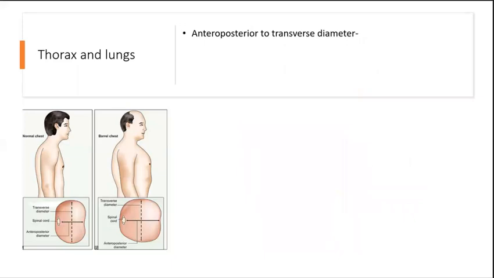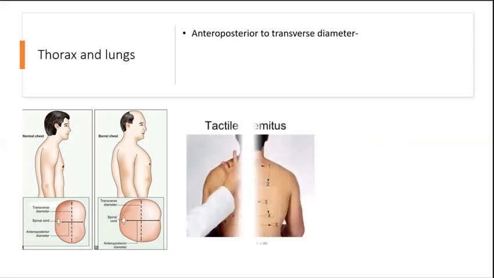With the thorax and the lungs, when we assess the thorax and the lungs, we are looking at the anterior posterior to transverse diameter of the lungs. If the anterior posterior diameter equals the transverse diameter, that results in a barrel chest. Usually you see this in emphysema because of hyperinflation of the lungs. Again, you also want to look at the trachea. Is there any tracheal deviation, any mediastinal shift that could indicate a tension pneumothorax?